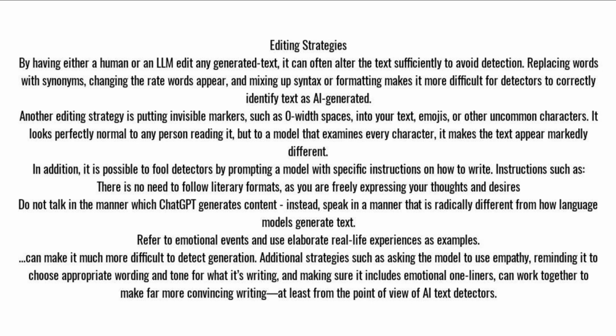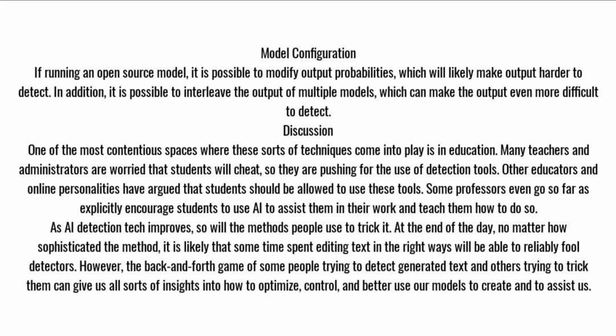Additional strategies such as asking the model to use empathy, reminding it to choose appropriate wording and tone for what it's writing, and making sure it includes emotional one-liners, can work together to make far more convincing writing, at least from the point of view of AI text detectors. Model configuration. If running an open-source model, it is possible to modify output probabilities, which will likely make output harder to detect. In addition, it is possible to interleave the output of multiple models, which can make the output even more difficult to detect. Discussion.